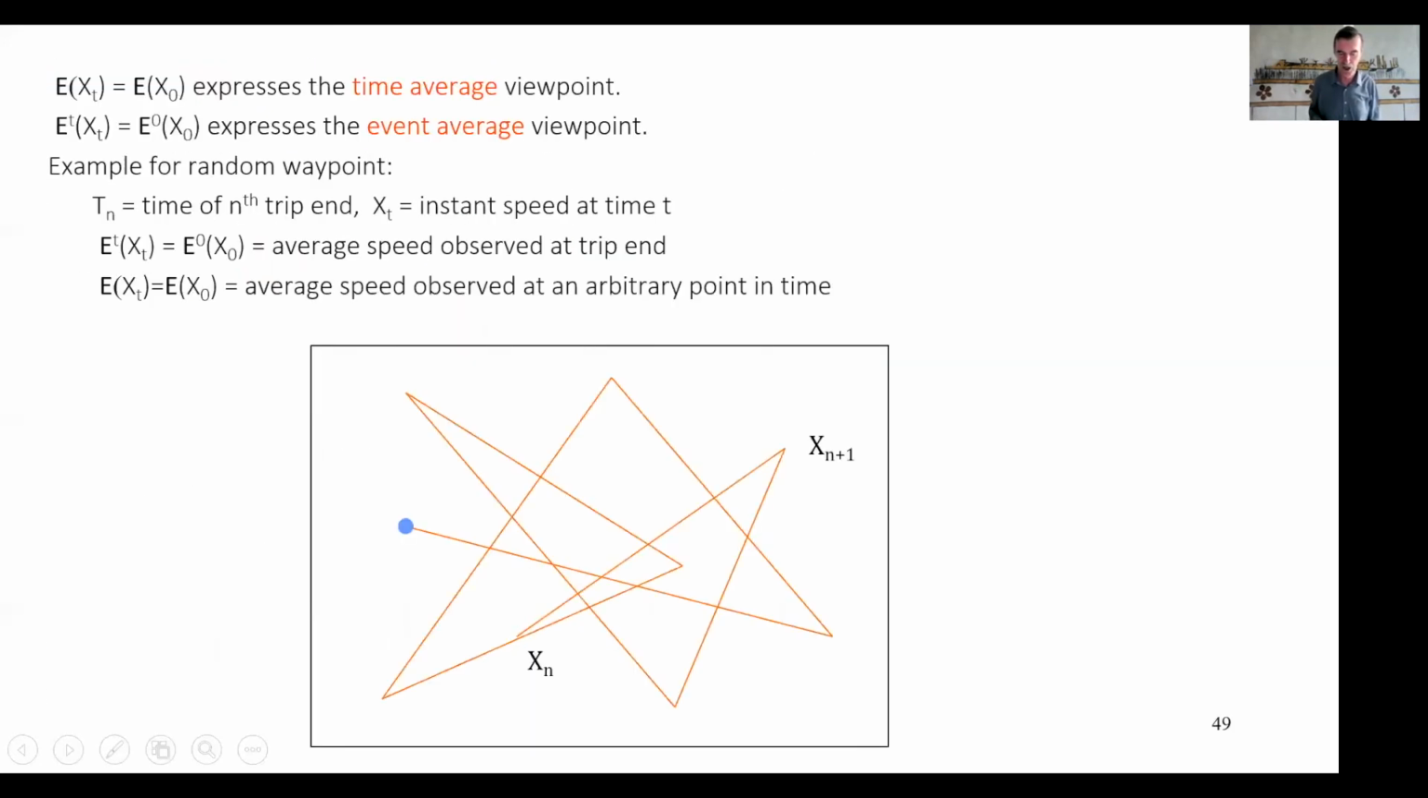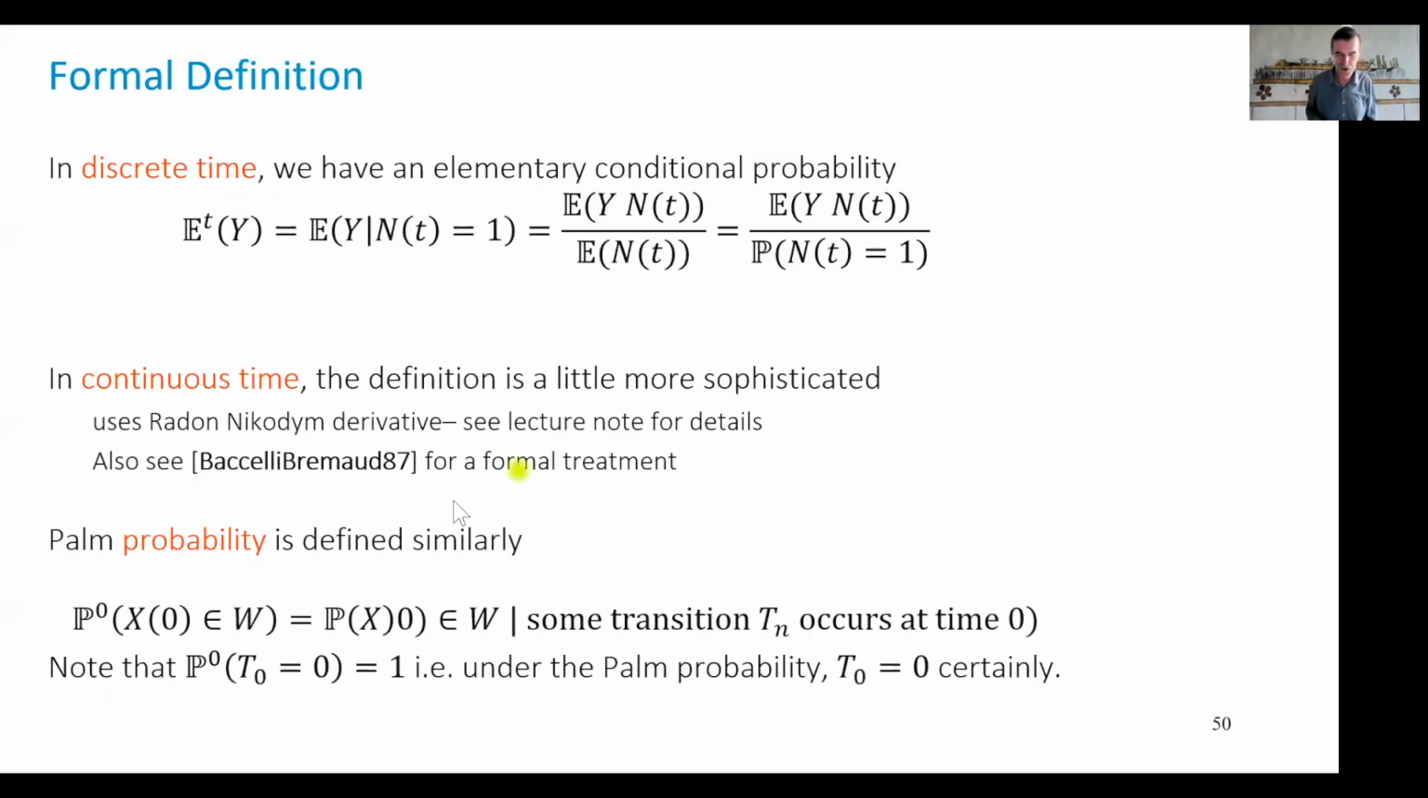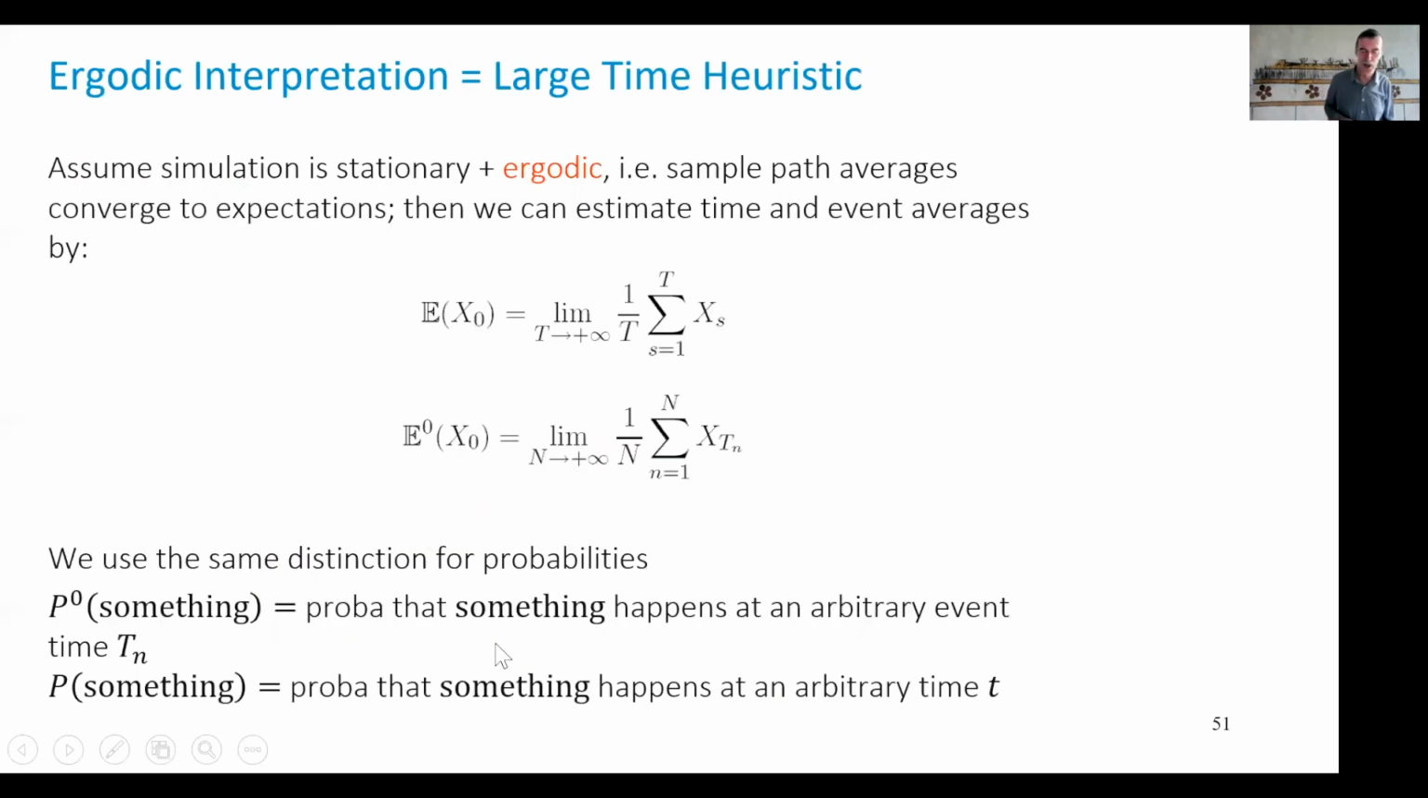Which means, again, this thing here: t0 is equal to 0 always under the Palm probability. So I gave a perhaps heavy formulation. We saw the large time heuristic. The large time heuristic consists in saying I compute averages by doing a long simulation run, and for time averages, I divide by the total time. Here I'm assuming time is discrete, otherwise it would be an integral.